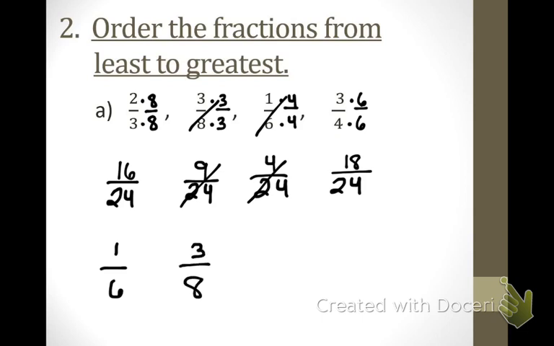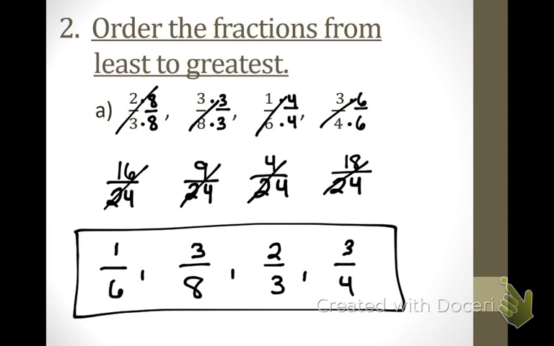What's the next tiniest one? 16/24, which is the same thing as 2/3. And then finally, my biggest one is 18/24, which was known as 3/4. So now you have put these in order from least to greatest, and that is your final answer. So a couple things to remember. Just make sure right here you are showing me your work of what you're multiplying by after you get that common denominator, and then just remember as you write it that you want to rewrite it again as the original fraction that the problem had given to you.